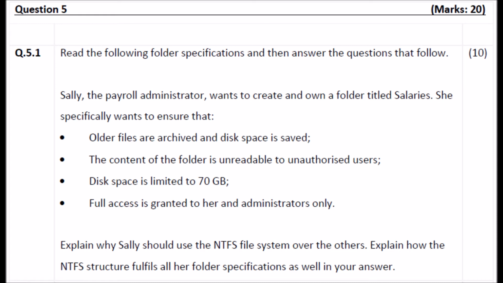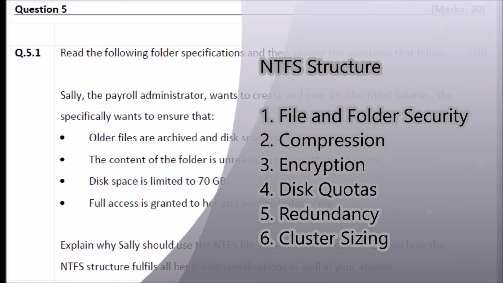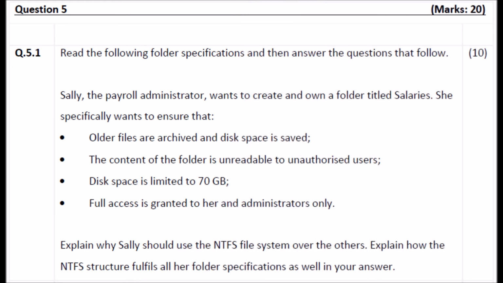The first one is file and folder security. The second one is compression. Encryption is the third. Fourth is disk quotas, and then the fifth is redundancy. The last one would be cluster sizing, not necessarily in that order. So these enhancements are not typically present as far as your FAT is concerned. And remember, NTFS typically uses an enhanced file allocation table called MFT.